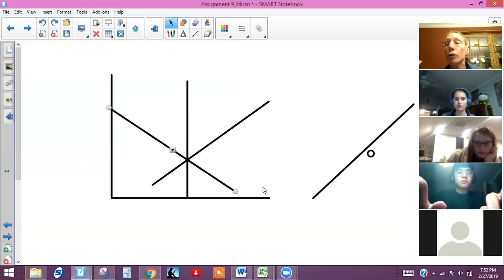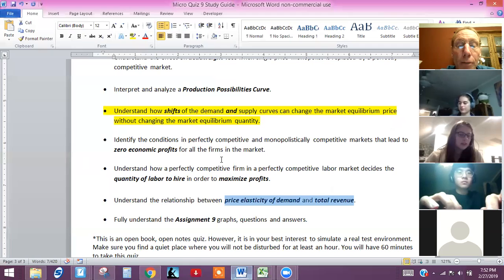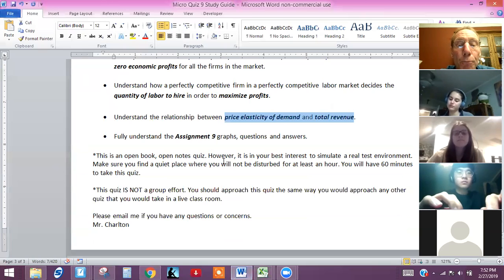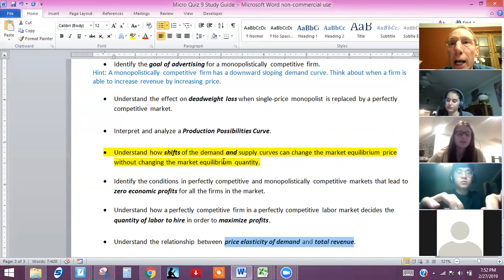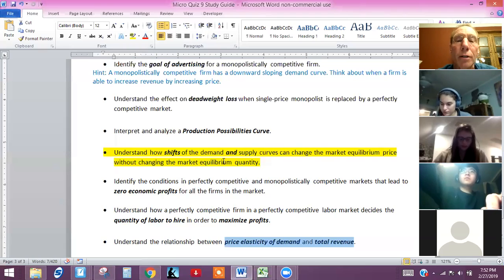So whatever the question is, sketch the graph and figure it out. And you can do it, okay? And that's pretty much it. Make sure you really understand the relationship. Go over it, sketch it out, and think about the relationship between price elasticity of demand and total revenue. That's going to be important.